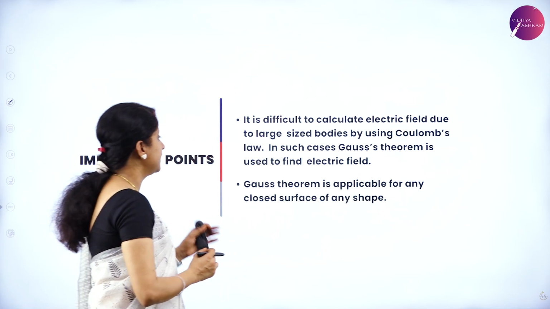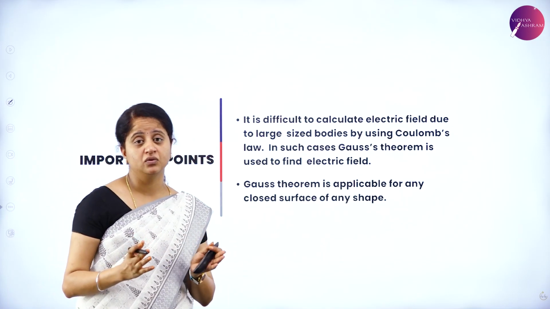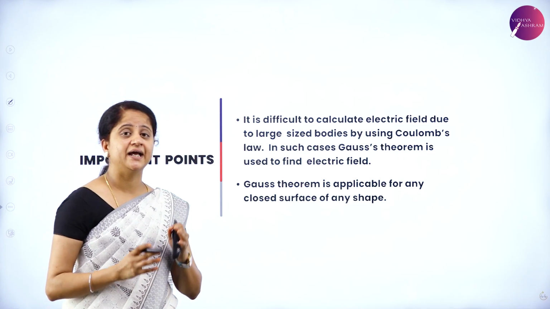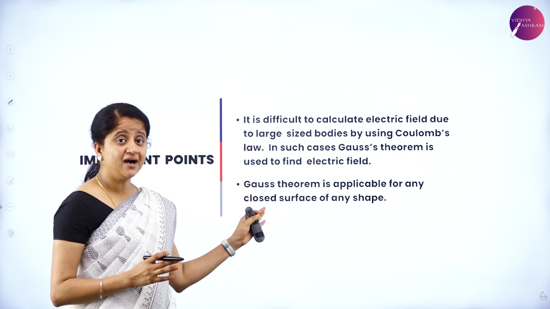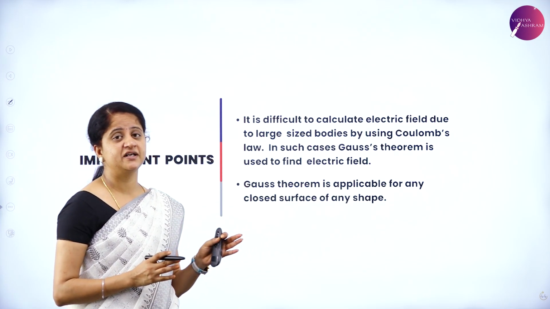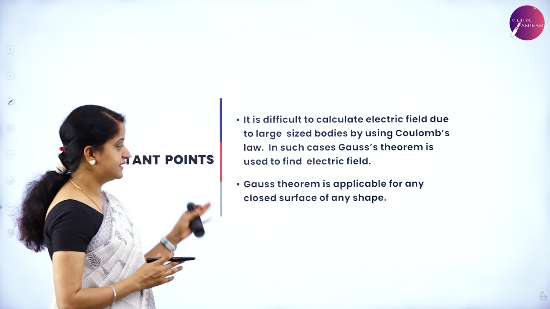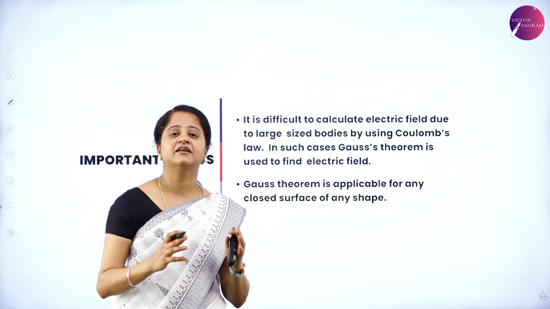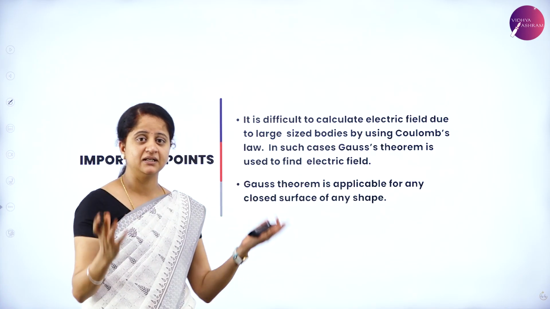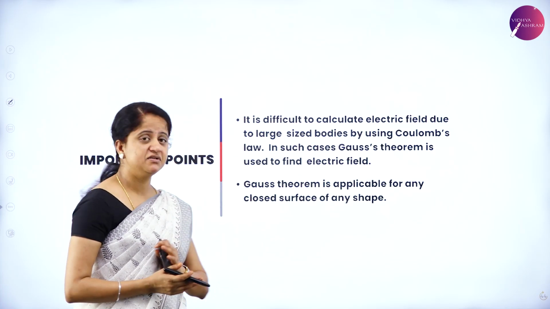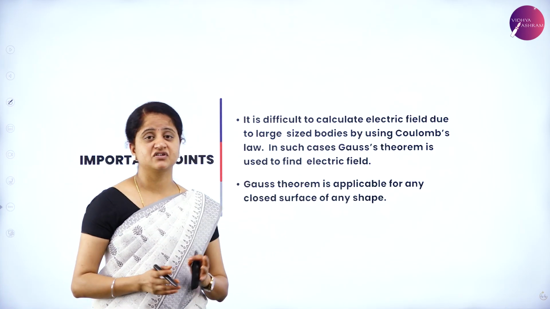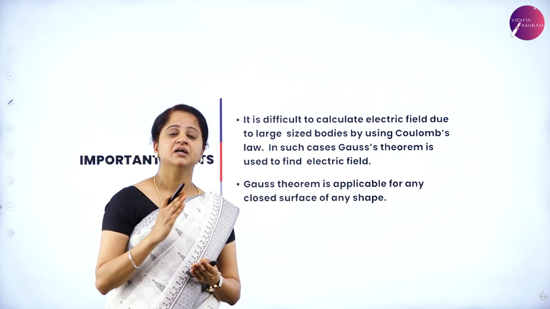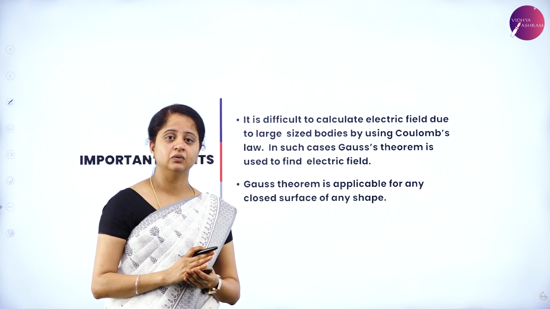Let us now understand how the Gauss law is different from Coulomb's law. So it's very difficult to calculate the electric field due to large shaped or large sized bodies with the help of Coulomb's law. So in such cases Gauss theorem is useful, and it is used in finding the electric field for the bulk substances or the bulk surfaces as well. So Gauss theorem is applicable for any closed surface of any shape, as I have mentioned. So these are the two important points to remember and the advantages of Gauss law over Coulomb's law.